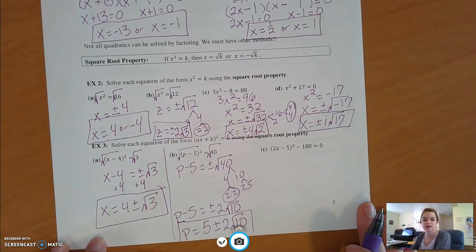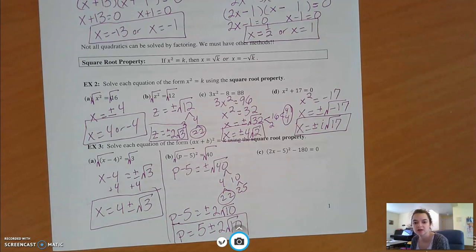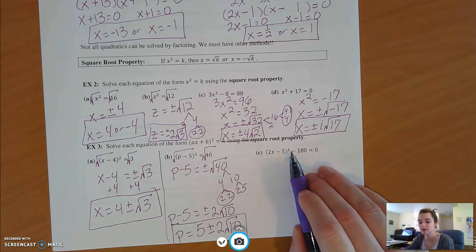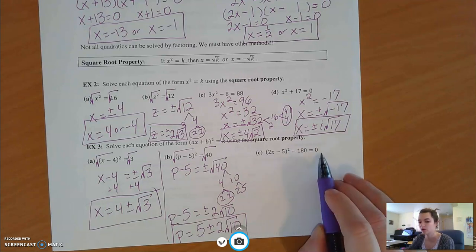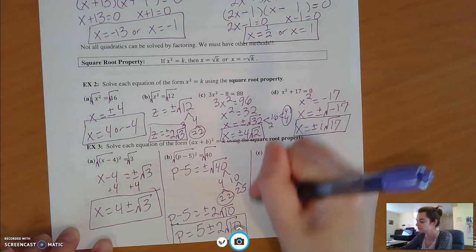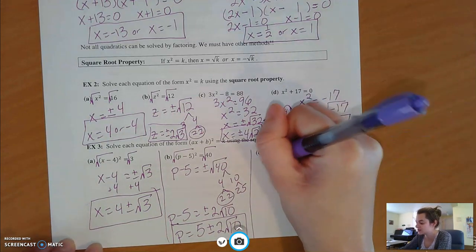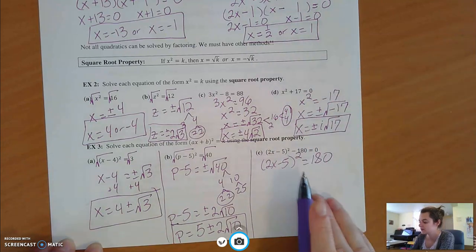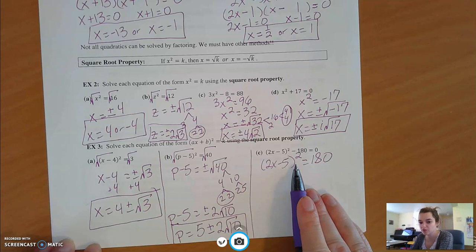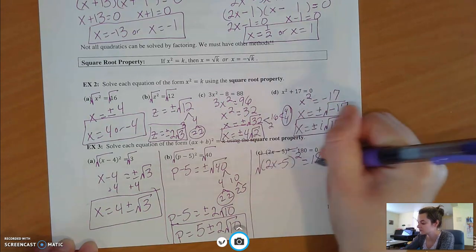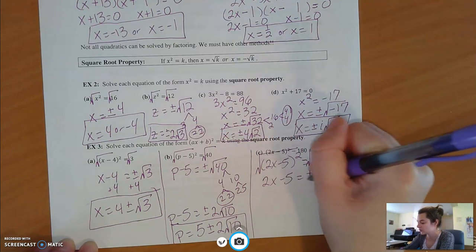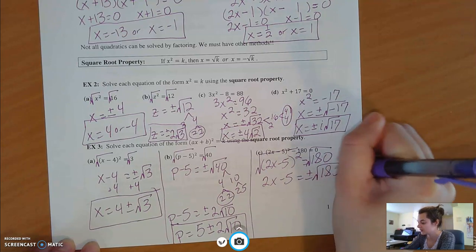Okay. Last one over here is part C. I've got 2x minus 5 squared minus 100 equals 0. If you notice this time the squaring isn't by itself quite yet, but we can get it there pretty easily by adding 100 to both sides. So if I add 100 to both sides, I'm going to have 2x minus 5 squared equals 100. To get rid of the squaring, I'll take the square root of both sides. So now I've got 2x minus 5 equals plus or minus the square root of 100.